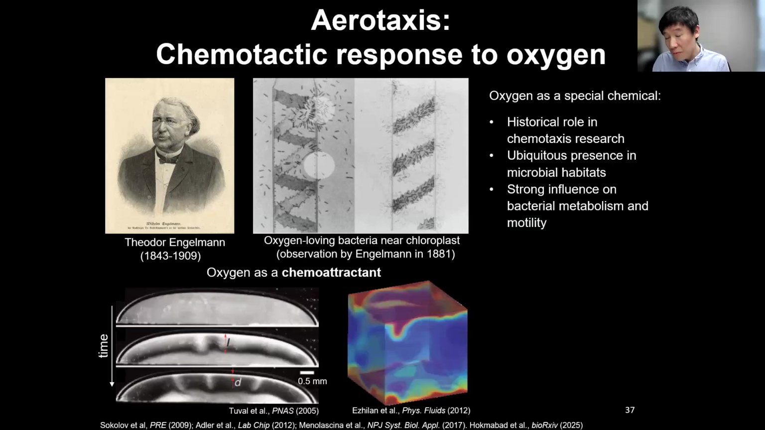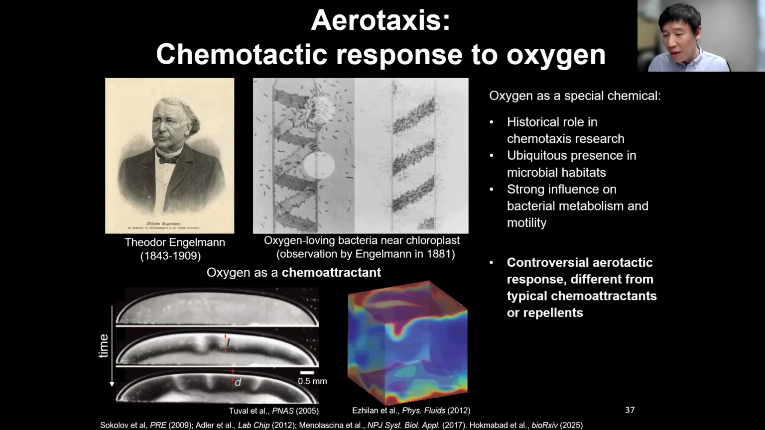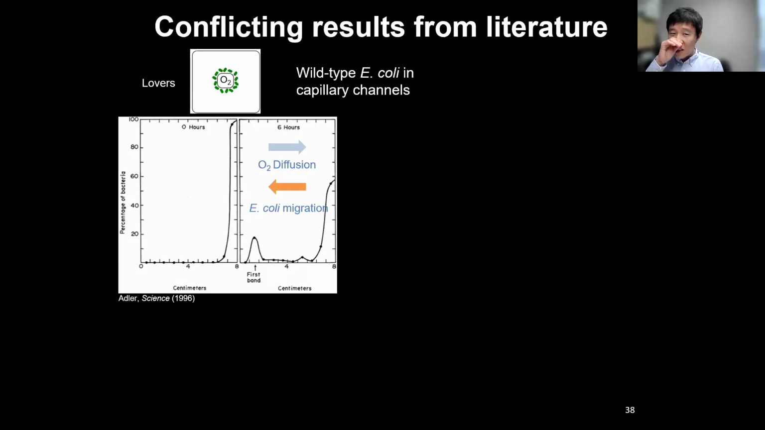In more recent years, in the context of active fluids or active matter, people also study how oxygen interacts with bacterial suspensions, showing very interesting collective or emergent patterns. But in all that research, I should emphasize that people always treat oxygen as a standard chemoattractant, so bacteria just like to go to locations with a high concentration of oxygen. But if you look at the microbiology or biophysical literature, the response of bacteria to oxygen is actually quite controversial. It's very different from the typical chemoattractant. Let me show you some literature results.